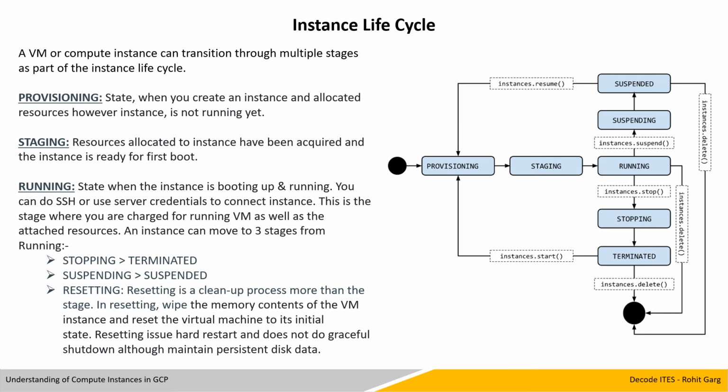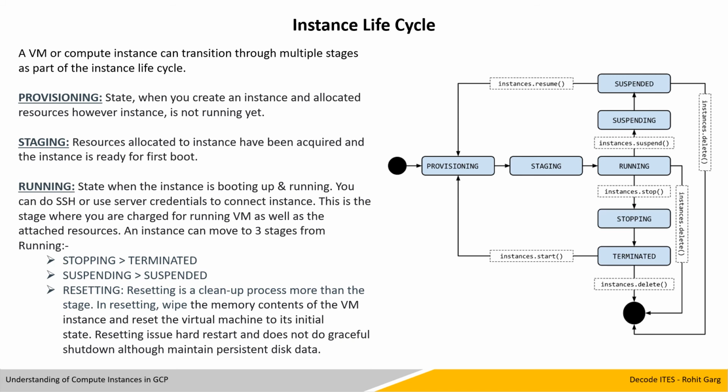Second is staging. Resources allocated to the instance have been acquired and the instance is ready to boot. This is the stage where you can say get set go. Machine is ready to launch. Third is running. This is the state when the instance is booting up and running. You can do SSH or use server credentials to connect to the instance. This is the stage where you are charged for the running VM as well as the attached resources.